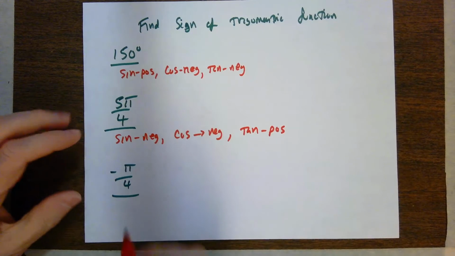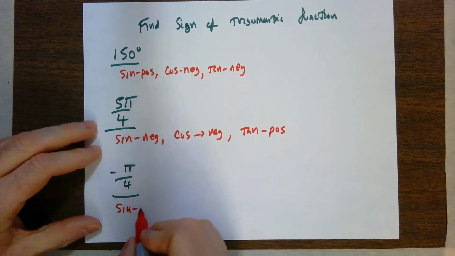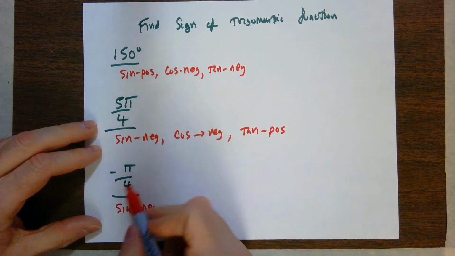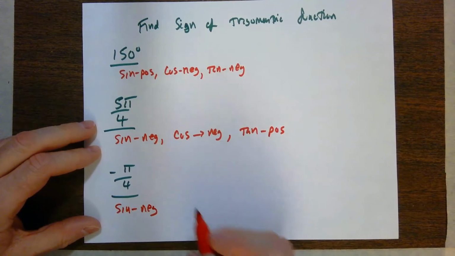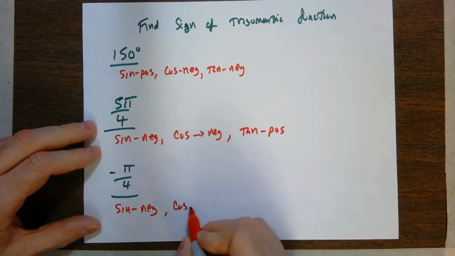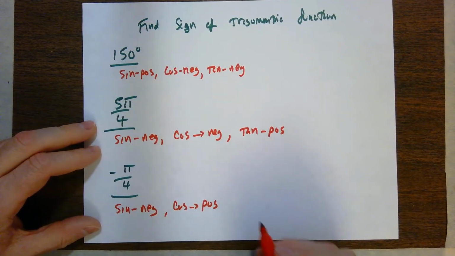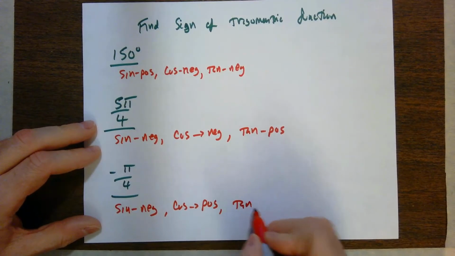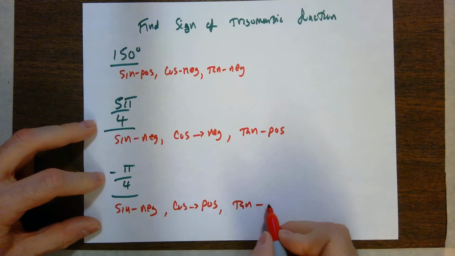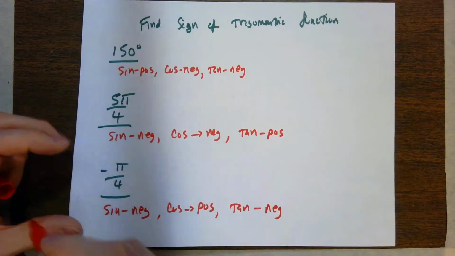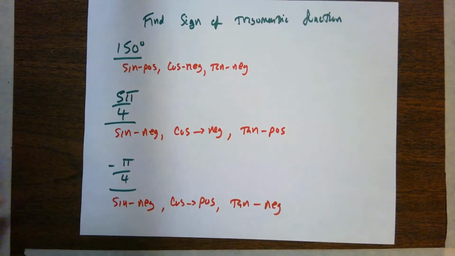So in the fourth quadrant, I know that my sine is going to be negative. So the sine of that is going to be a negative number. I know that my cosine, however, will be positive. So the cosine of that would be a positive number. And I know that my tangent down there in the fourth quadrant would be negative. So the tangent of that would be a negative number there.